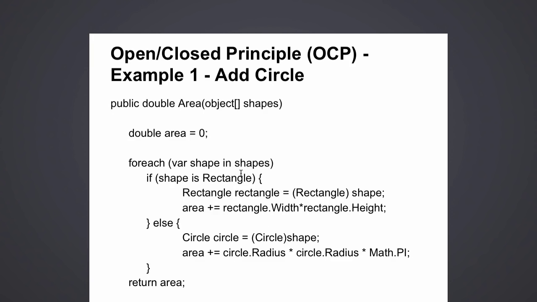Whenever something changes, whenever there's a new shape, I have to modify this particular thing. So this particular thing is not closed for modification, because whenever there's a change, I have to keep modifying this. And whenever there's an extension, also I have to keep modifying this.